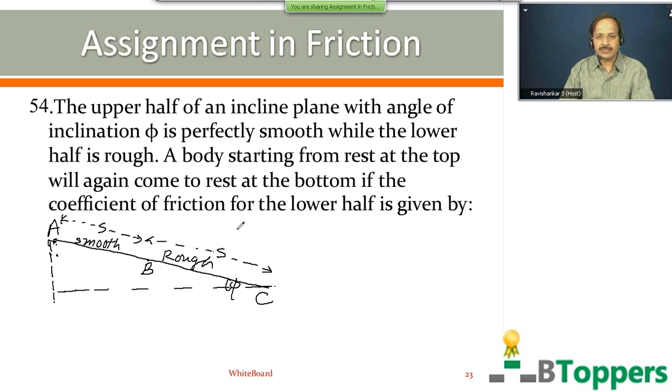So here, look at question number 54. The upper half of an inclined plane with angle of inclination phi is perfectly smooth, while the lower half is rough. A body starting from rest at the top will again come to rest at the bottom. The coefficient of friction for the lower half is given by.